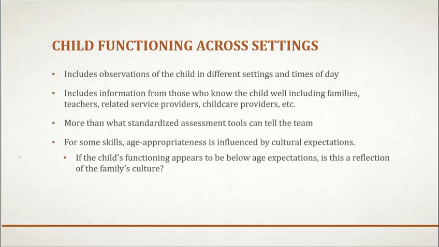Age appropriateness is influenced by cultural expectations. So in some cases, the child may appear to be functioning below age level expectations, but you need to think about whether that's the family's culture and family expectations. So Child Outcome Summary does look at the child's functioning across all settings and how everyone views the child's functioning.